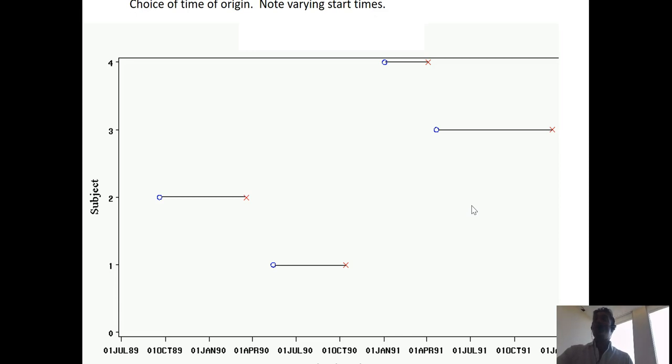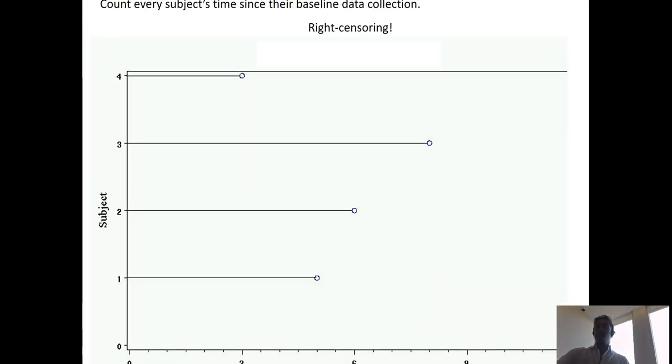What I do is I right censor, meaning I move everybody to the left. I pretend that they all started at the same time. The duration of their stay, i.e. their survival time, does not change, but I pull the lines over so that the left side of my graph all lines up.